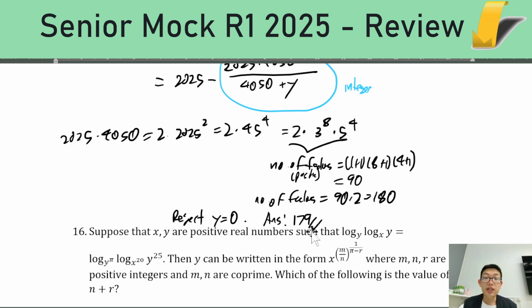You don't have to reject 2 for the plus and minus, which is the other thing. Some of you may end up with 178. No, y equals 0 is only going to happen once. So be extra careful.